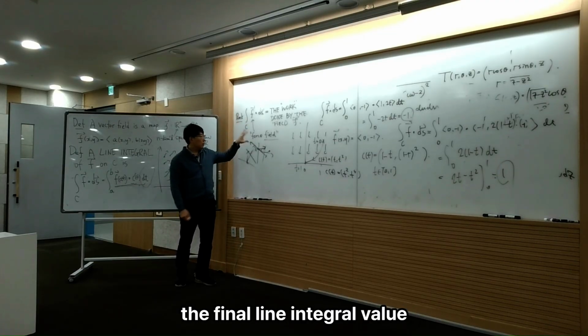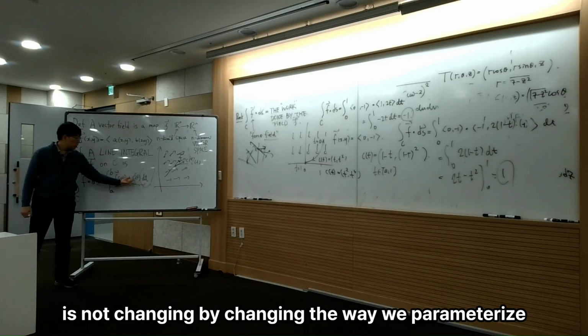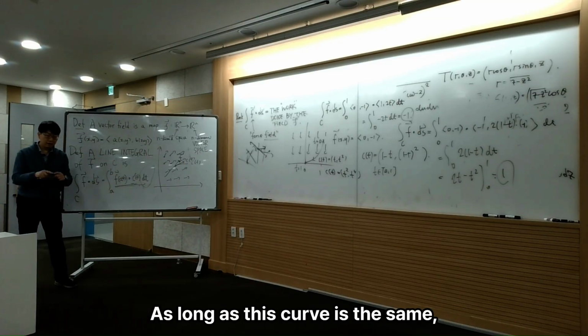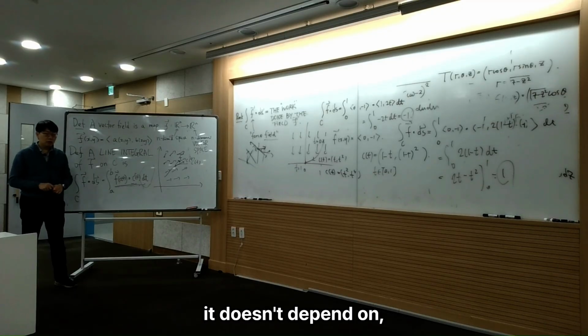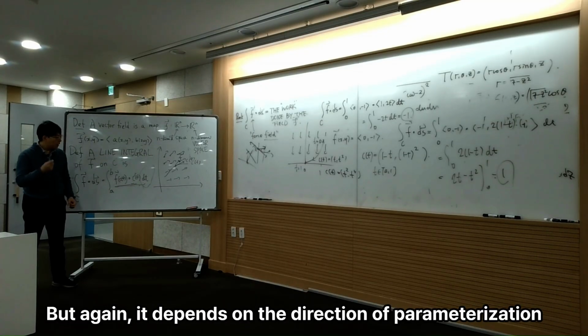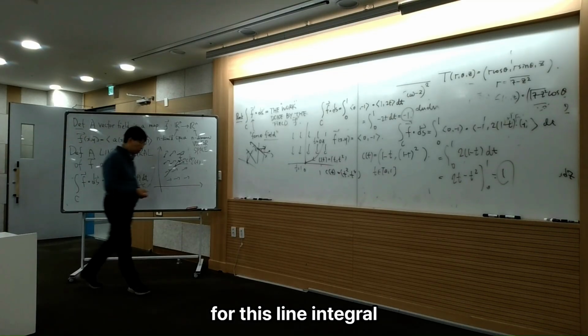The final line integral value is not changed by changing the way we parameterize. As long as the curve is the same, it doesn't depend on the way we parameterize the curve. But again, it depends on the direction of parameterization for this line integral.